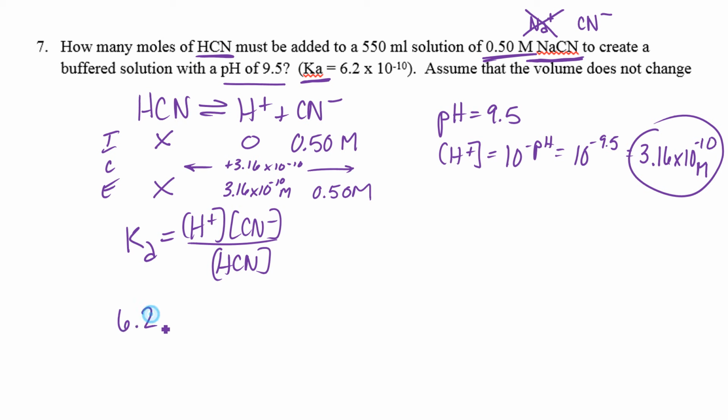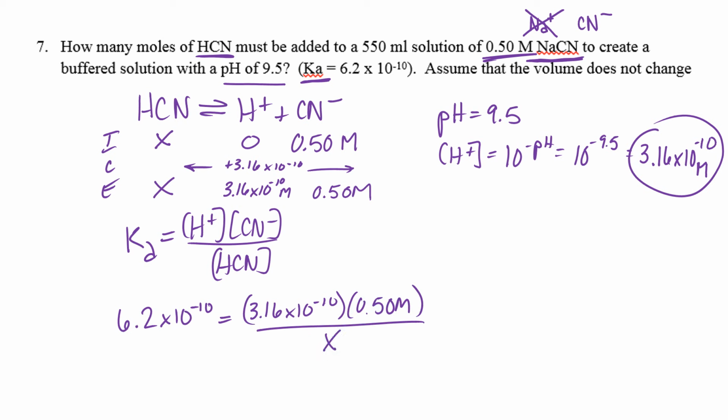I know the value of Ka is 6.2 times 10 to the negative 10th. My H+ concentration is 3.16 times 10 to the negative 10th. My CN- concentration is 0.5 molar, and then my HCN concentration is X. So if I go through and solve for X, I'm going to move the X up here and then take this and divide it down here, so you end up with this. As I'm writing this out, there are different ways of solving this problem. I'm just going to choose the consistent route of always using your equilibrium expression and ICE chart to keep it consistent.